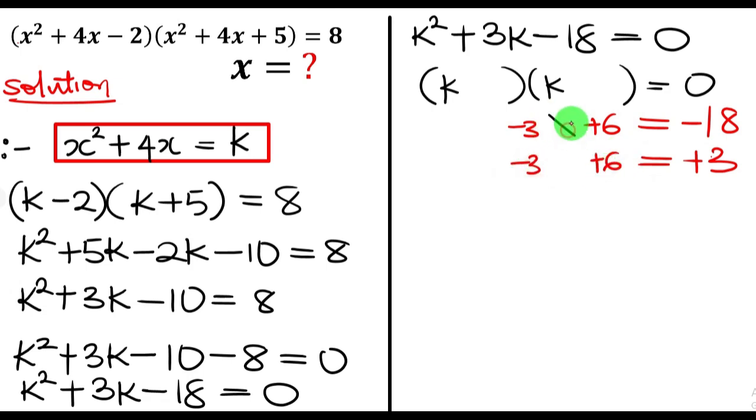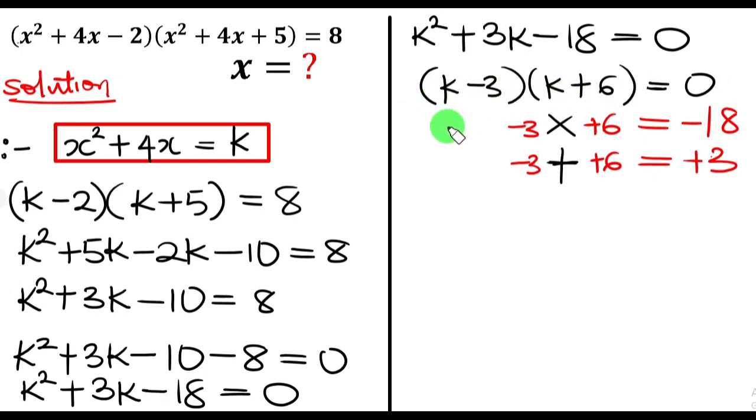If I multiply minus 3 times plus 6, of course, it's going to give me minus 18. What if I add it? That is minus 3 plus 6, of course, it's going to give me plus 3. So definitely, this is what I am looking for. The numbers are minus 3, then plus 6. Putting that here, we are saying k minus 3 multiplied by k plus 6 equals 0.